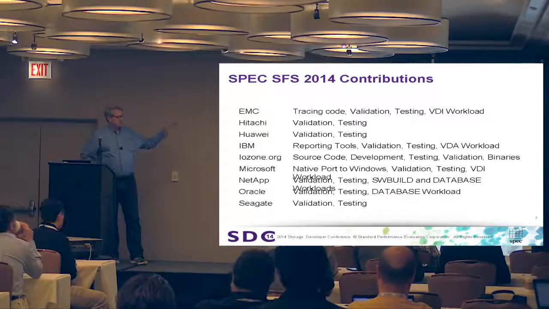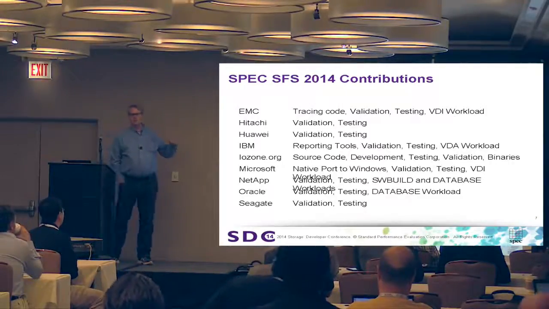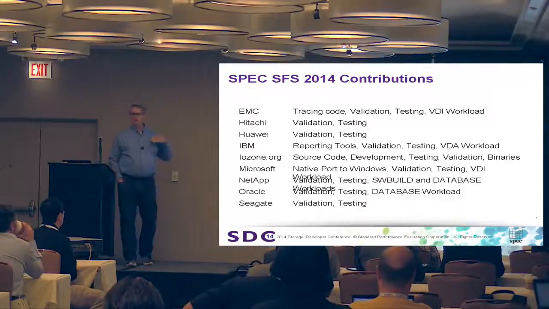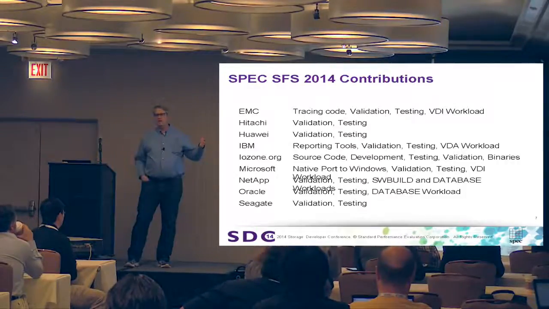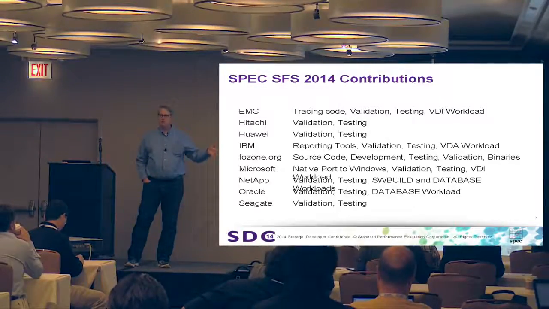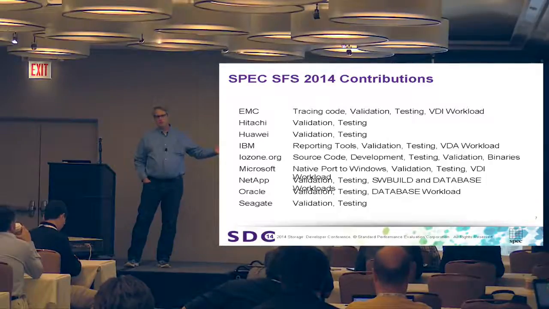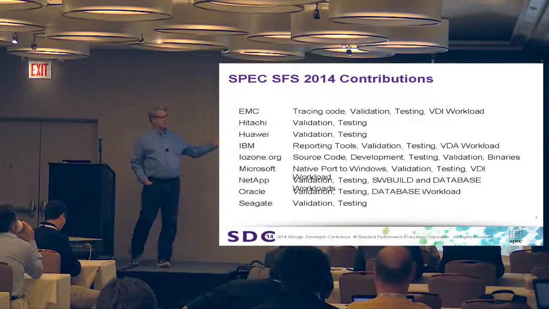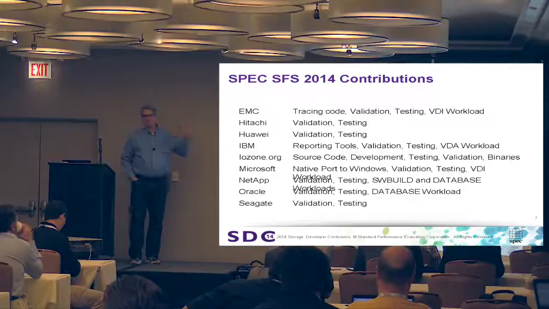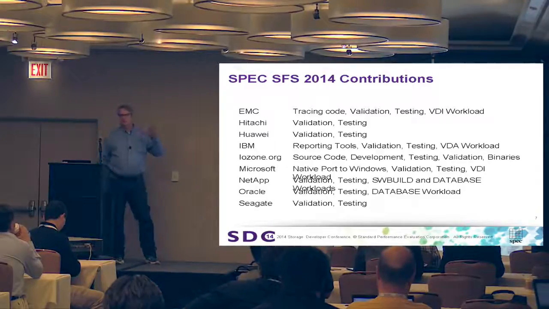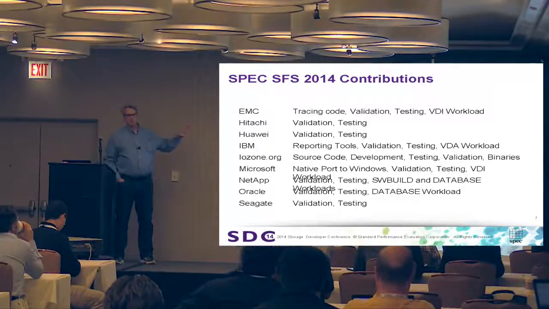So just to give you an idea of the list of companies that are involved: SPEC is a corporation, so you pay to join SPEC, and then you join the particular subcommittees that you're interested in. If you're an Intel, you join SPEC and you contribute to the CPU workloads and maybe the graphics benchmarks. If you're somebody like NetApp, then you would join and contribute to the SFS benchmark, et cetera. SPEC is a really great umbrella for that, and these are the companies that have contributed to the SFS 2014 work.